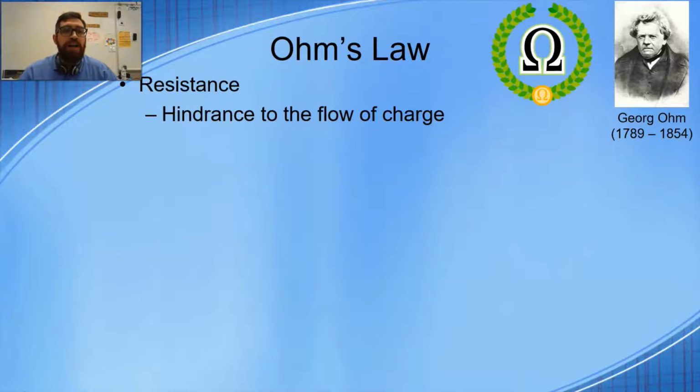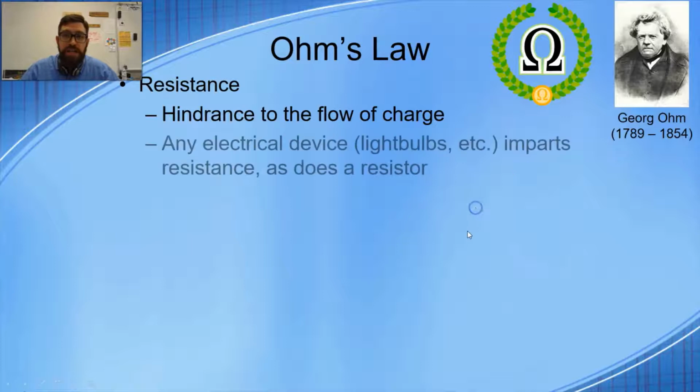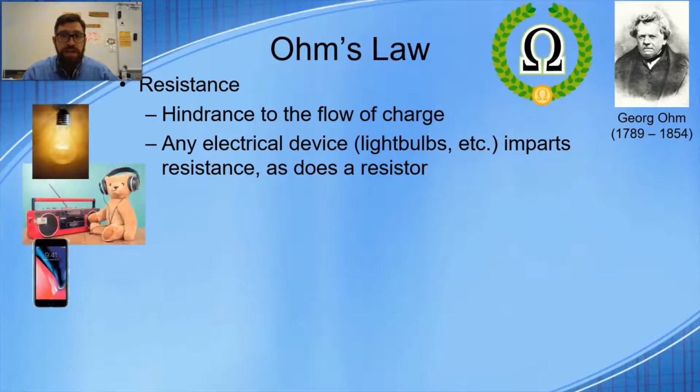There are a lot of things that hinder the flow of charge, like any electrical device, such as a light bulb, a radio, a heater. Anytime we run electrons through a device and they do work to convert their electrical energy to some other form, that slows down the current and imparts resistance. Also, a resistor does that, right? So these are our devices that impart resistance.